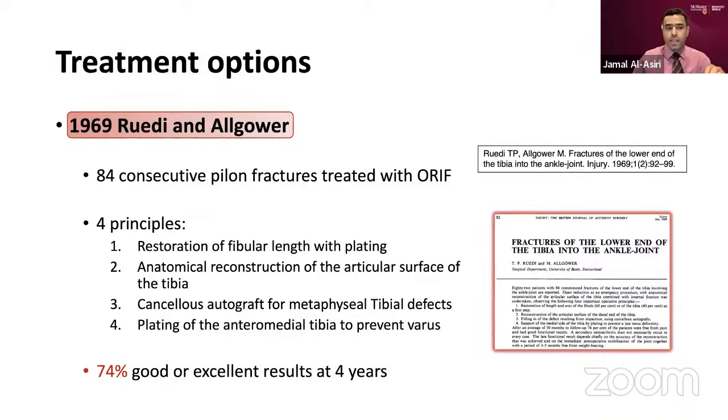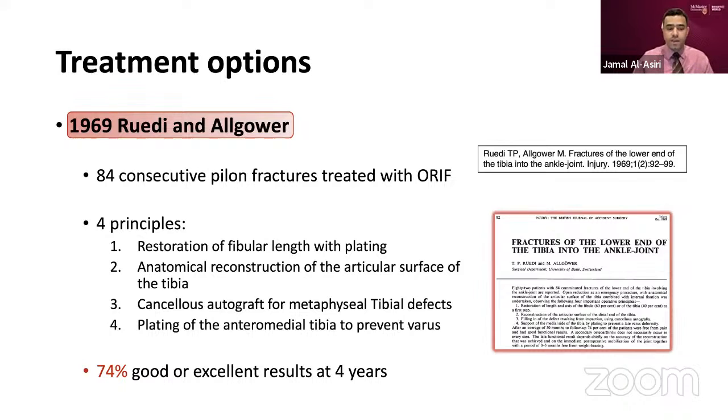Ruedi and Allgower in 1969 proposed four principles in Pilon fracture fixation, based on 84 consecutive Pilon fractures treated with open reduction and fixation. First principle, restoration of the fibular length with plating. Second, anatomical reconstruction of the articular surface of the tibia. Third, cancellous autograft for the metaphyseal tibial defect, and plating of the anteromedial tibia to prevent varus.